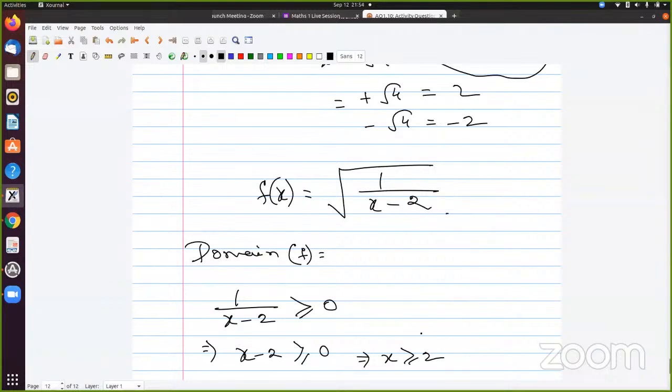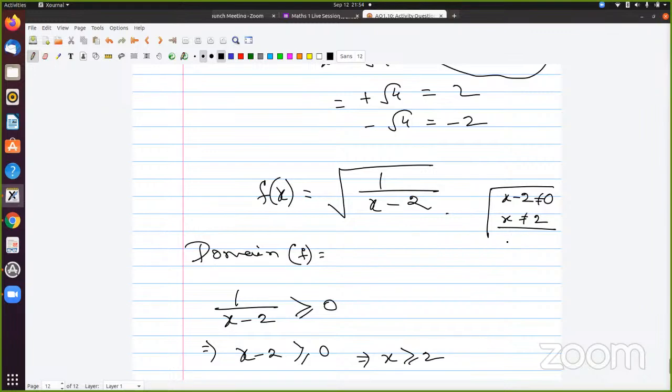Now, fine. This is what we are getting. To make it a positive number, we should put all the real numbers greater than or equal to 2. Now, can we put 2 here? Because it is also in the denominator, right? So the denominator cannot be equal to 0. Yes, so we can't. Should be greater than 2. Because we are taking positive numbers.